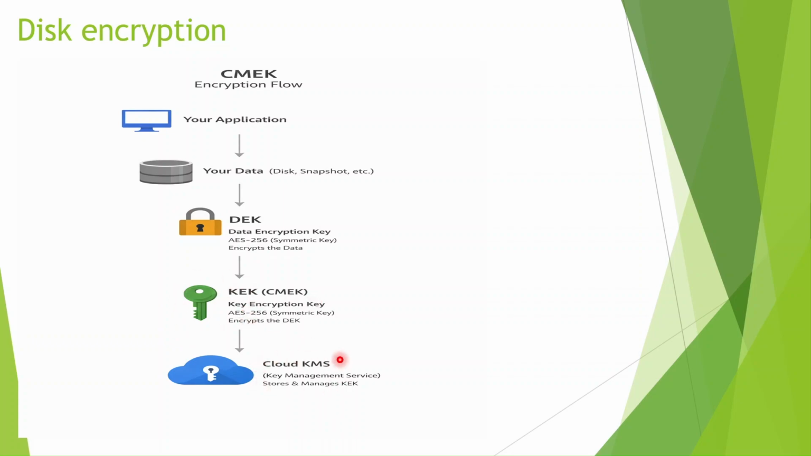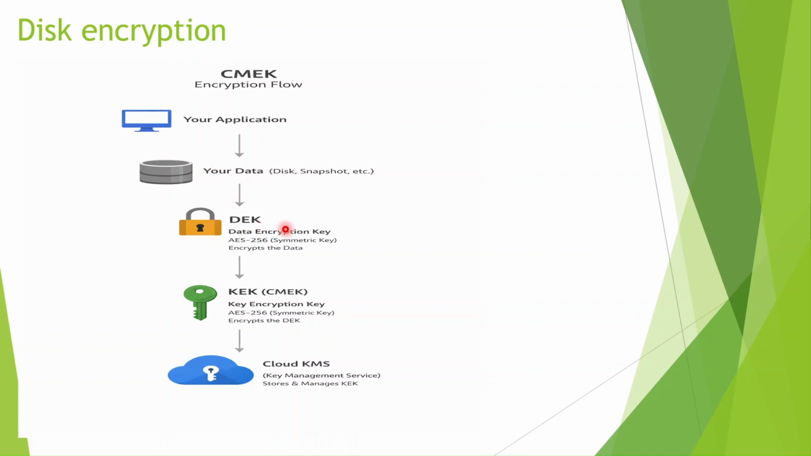Like this, you can also use CSEK, customer supplied encryption keys, but that key doesn't store in Cloud KMS. It will store in your local environment or in your organization only, and the process will be the same. You will encrypt the data encryption key with the key encryption key. Right? The key encryption key will encrypt the data encryption key, and the data encryption key will encrypt your data. So it is kind of envelope encryption.